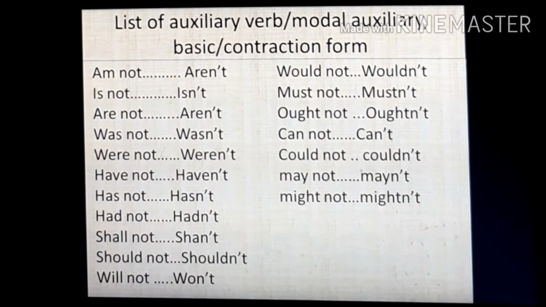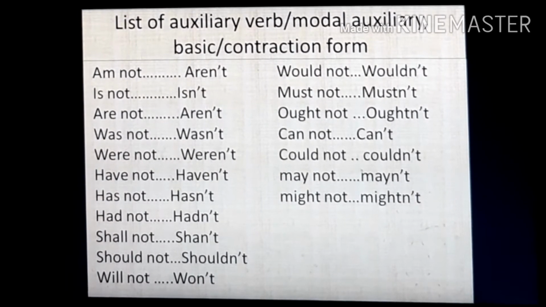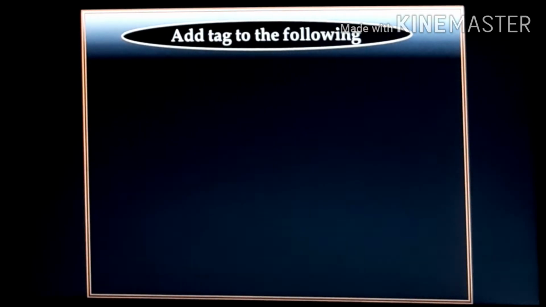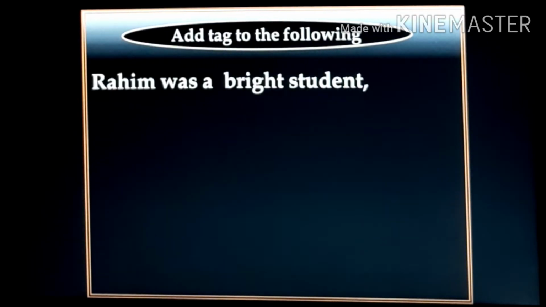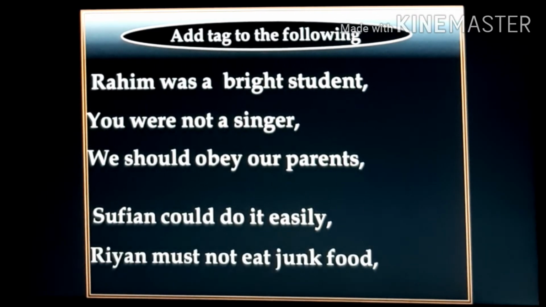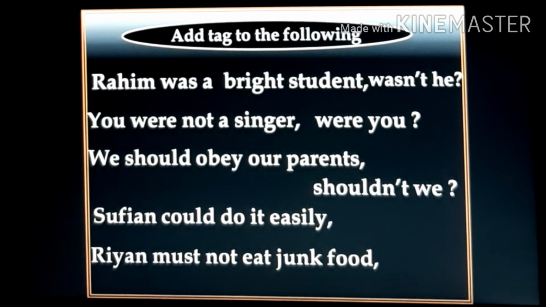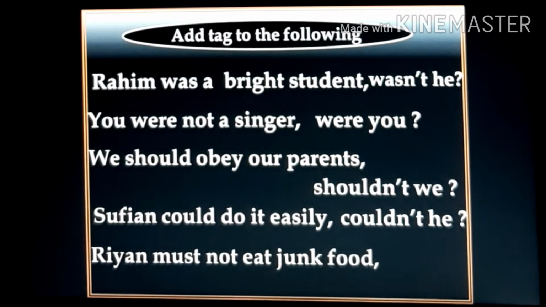Here is a list of verb, modal auxiliary, and their basic and contraction form. Let's practice together. First one: Rahim was a bright student. Wasn't he? You are not a singer. Were you? We should obey our parents, shouldn't we? Sufyan could do it easily. Couldn't he? Rian must not eat junk food. Must he?